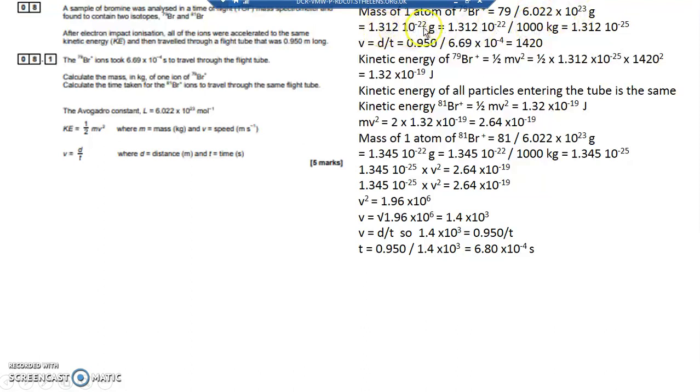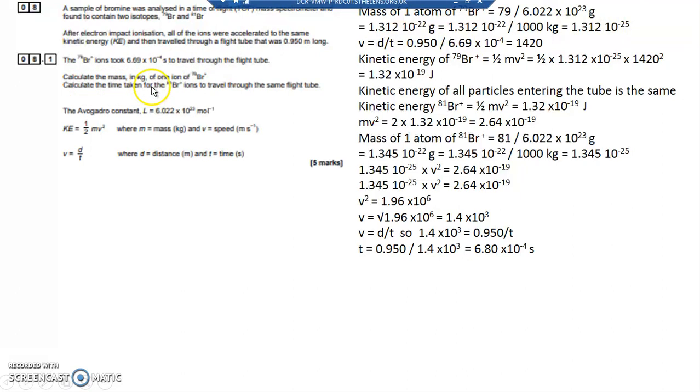So if I take the 79 grams and divide by Avogadro's number, which is the number of particles, I'll get the mass of a particle in grams, 1.312 times 10 to the minus 22 grams. But it needs to be in kilograms. It says it wants the mass in kilograms of one ion. So grams into a larger unit of kilograms, I'm going to divide by 1,000: 1.312 times 10 to the minus 25 kilograms. So that's your first part.